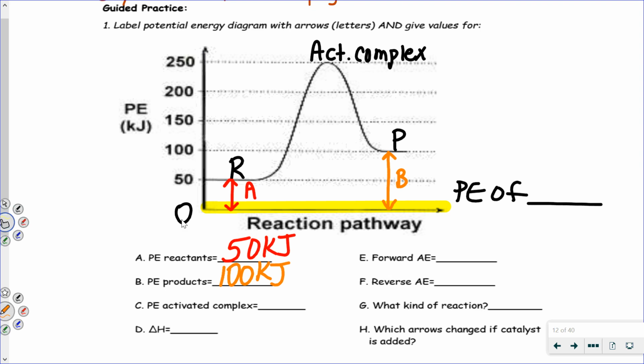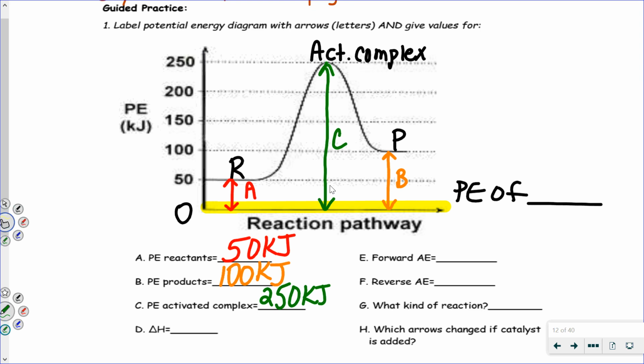Okay. Next one, let's do the potential energy of the activated complex. I'm going to use green for this. Once again, potential energy of something, so it's got to start here on the x-axis. And it wants the potential energy of my activated complex, which is way up at the top of the curve. So my arrow is going to end there. And I'm going to draw a line and label it C. The distance that covers from 0 all the way to 250, that is the potential energy of the activated complex. So that total distance from that arrow is 250 kilojoules.